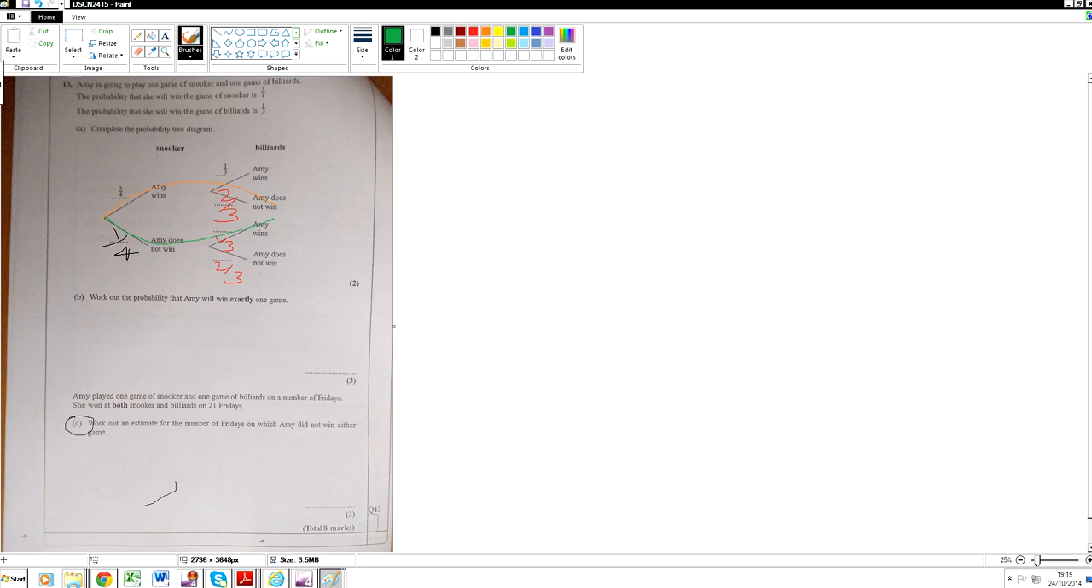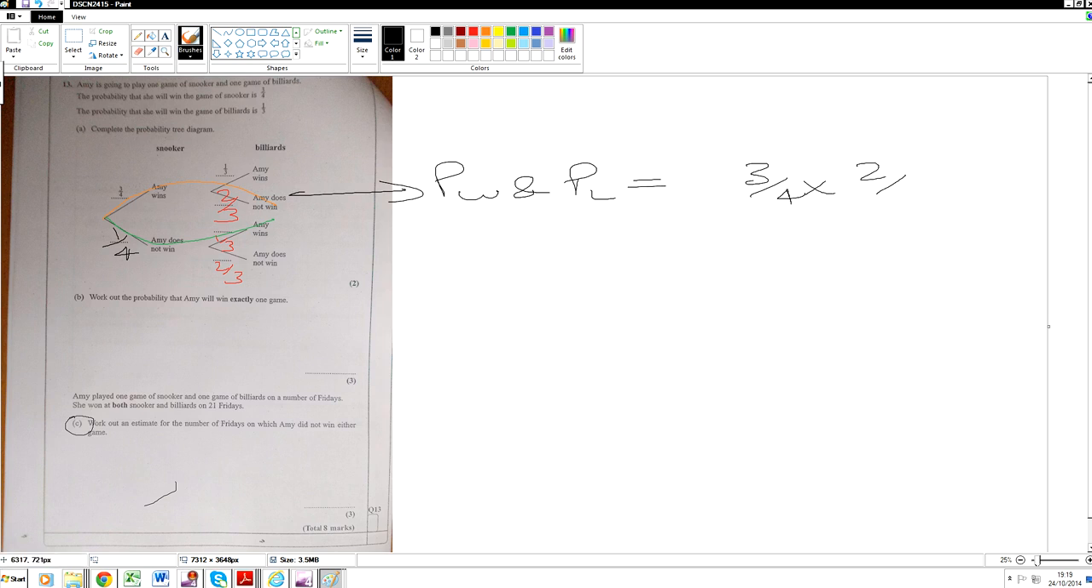Okay, now if we look at that, we change back to this. So the probability of a win and the probability of a lose is equal to 3/4 times 2/3, which will give us an answer of, come on folks, give me the answer. 6/12, which is the same as 1/2.